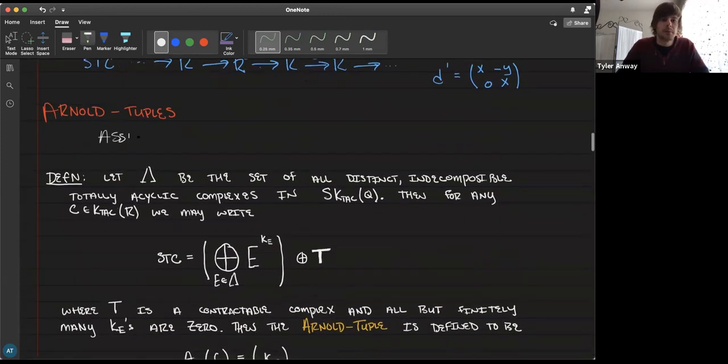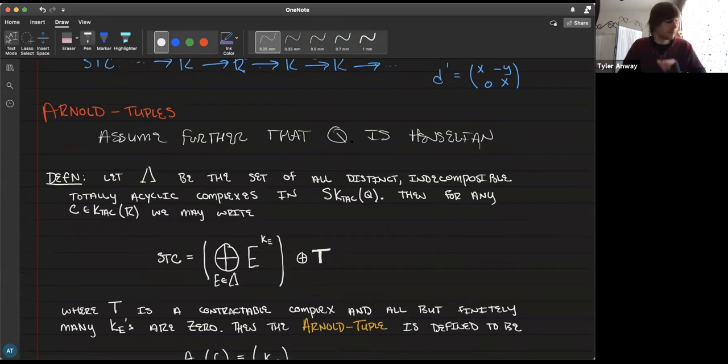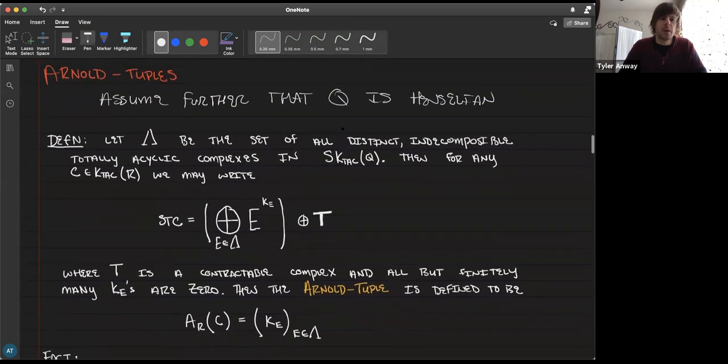So that our ring Q is Henselian. And it should become apparent why I'm making this assumption later on. But it's basically so this definition is well defined. All right, so let's dive in.